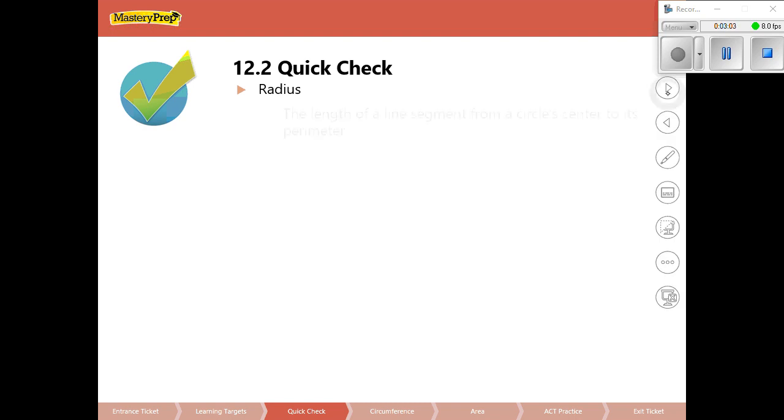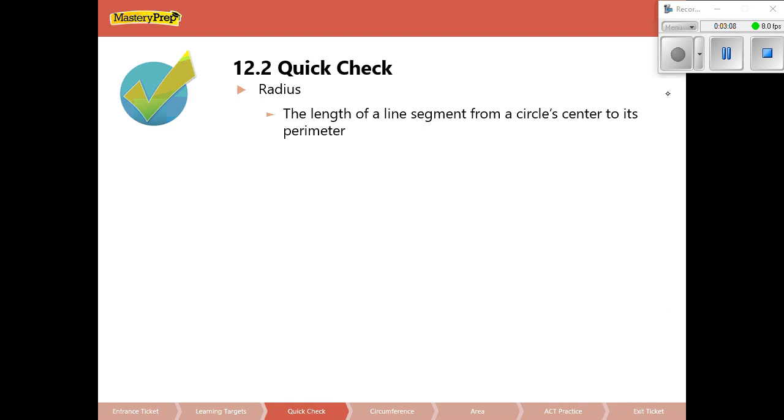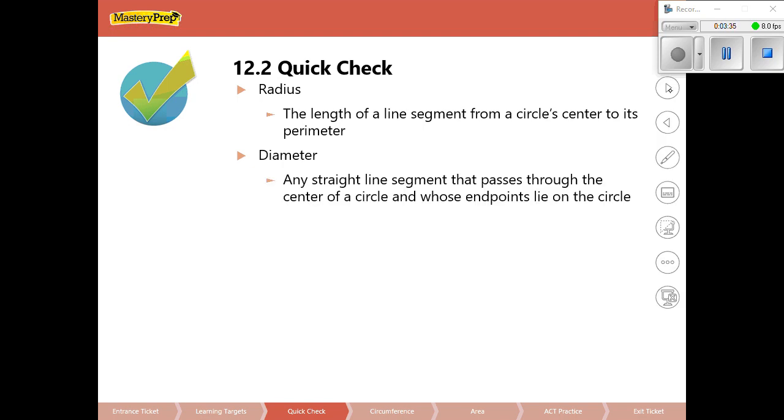And we did one example here. Now the radius of a circle is a line segment from the circle's center to its perimeter around the circle. Now what would we say the diameter is? Yes, but there's a little more information than that. It has to go through the center of the circle.